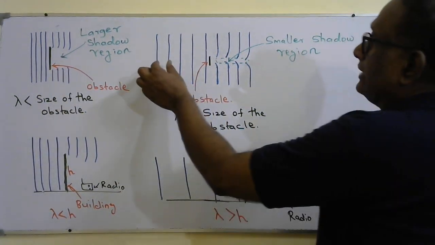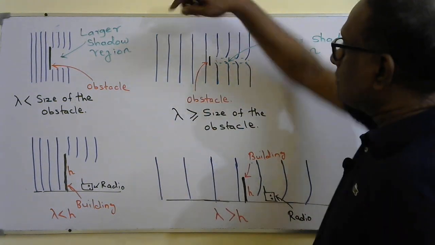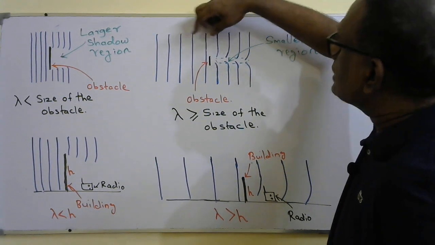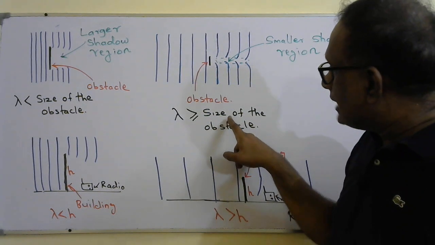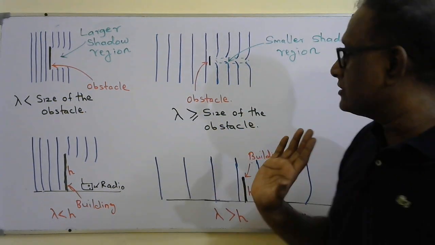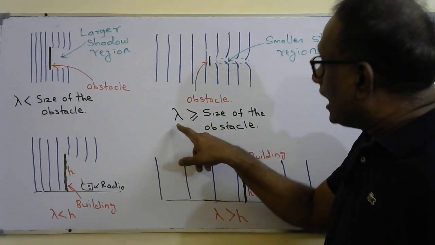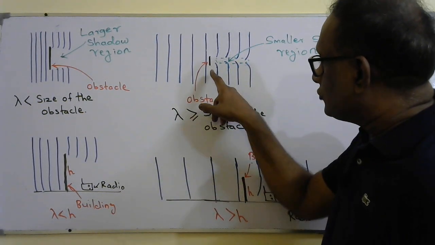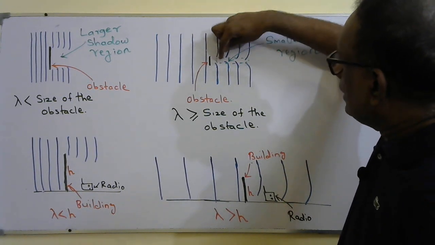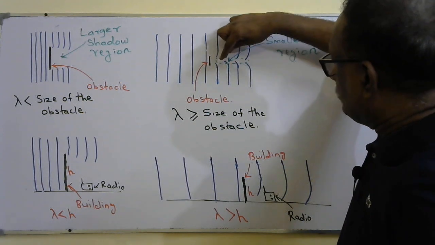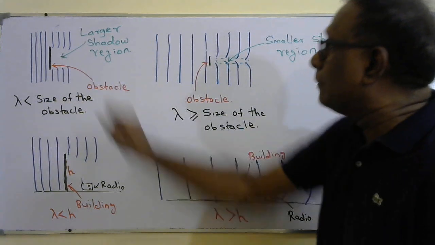Now when the wavelength is larger than the size of the obstacle, a small obstacle, what happens when the wave passes around the obstacle? So here we take the wavelength larger than the size of the obstacle or almost equal to the size of the obstacle; I consider both the same situation. Whether it's larger or almost equal to the size of the obstacle, there will be diffraction. So the wave will bend here. The shadow region where there is no wave will be much smaller compared to here.